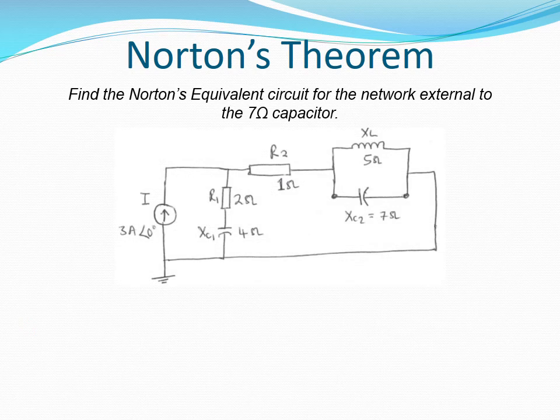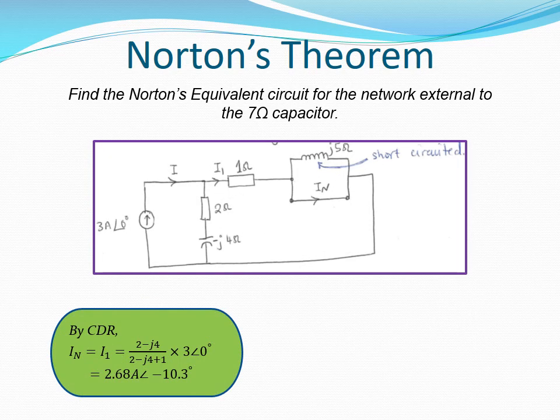In this example, we want to find the Norton's equivalent circuit for the network external to the 7 ohm capacitance. The first step is to remove the capacitance and label the resulting terminals A and B. This is the resulting circuit. To get the Norton's current, we short circuit the terminals A and B. The short circuit also short circuits the 5 ohm inductance.